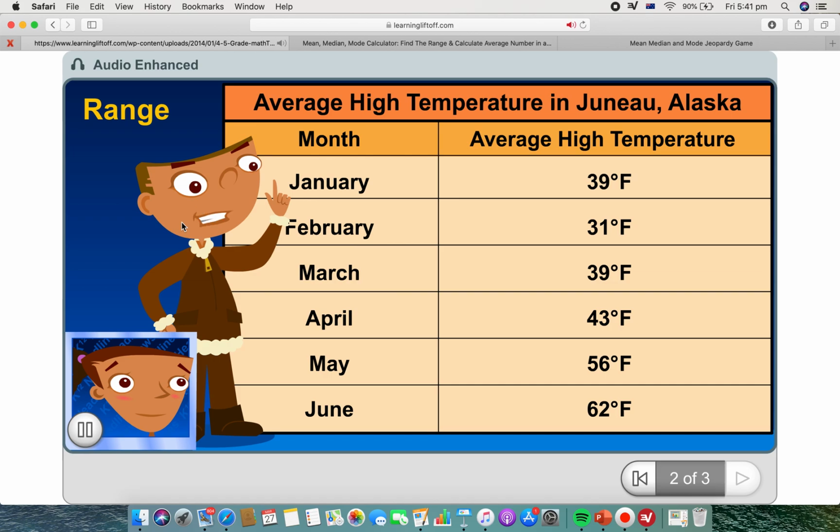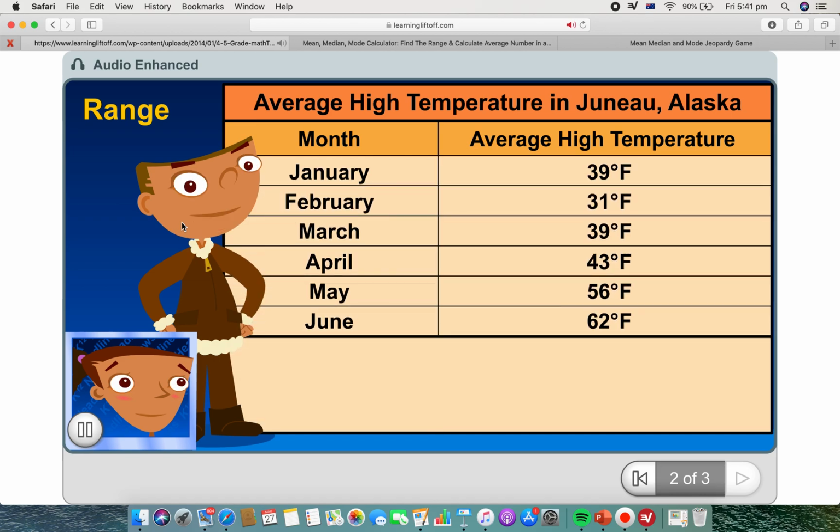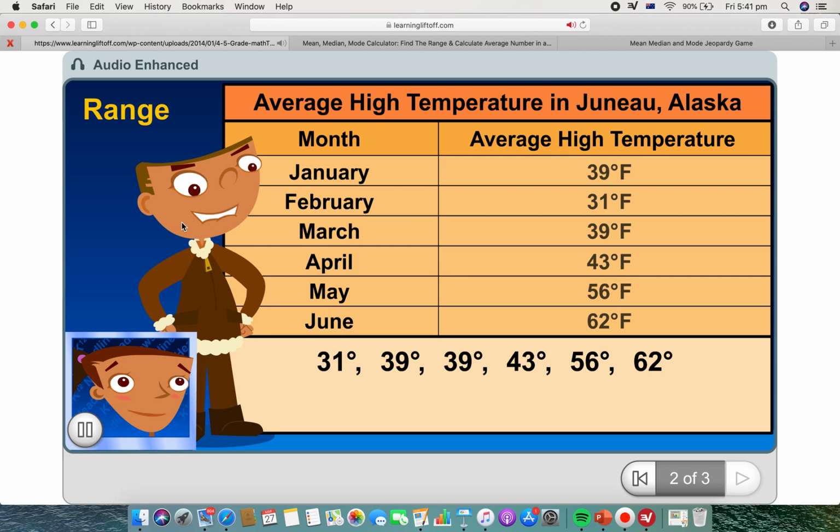The first thing I need to do is arrange the data from the table in ascending order. What does ascending order mean? Well, that means the numbers are arranged from the least value on the left to the greatest value on the right. It's really helpful to arrange the data in ascending order as you find the different measures of the set.